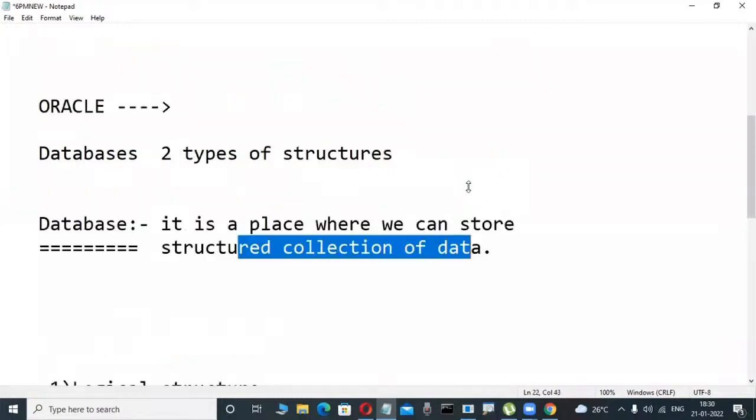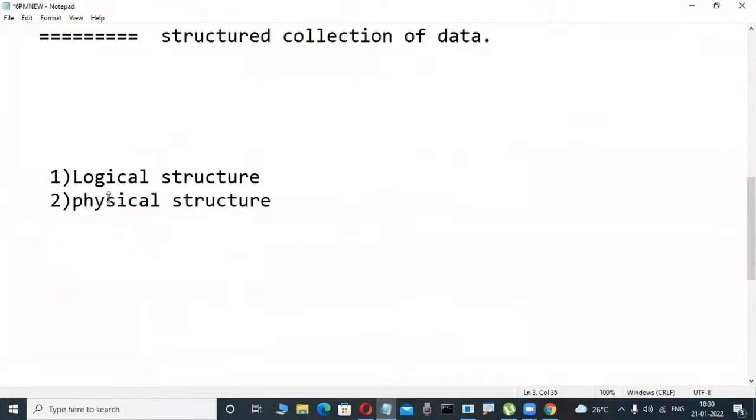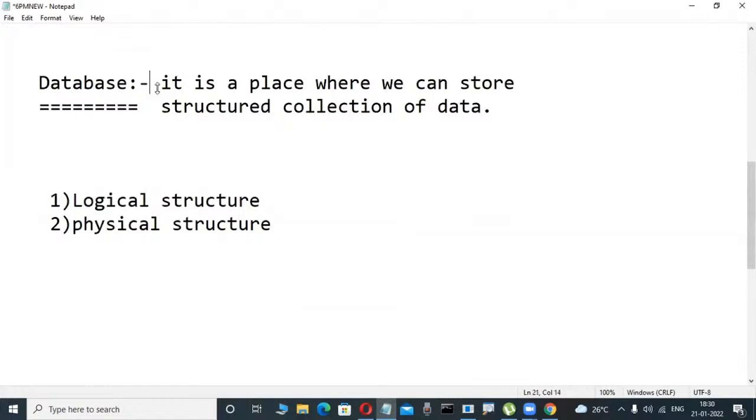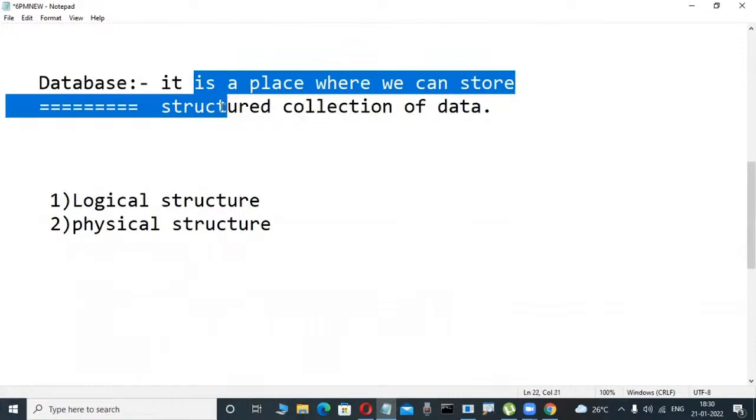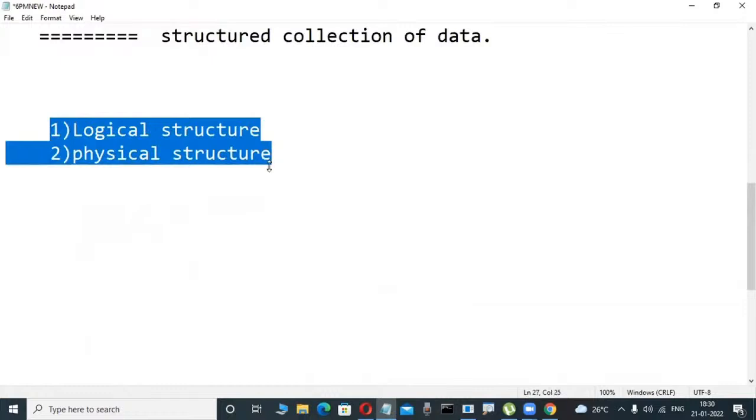Okay, fine. But whenever we install these types of software, two types of structures are there. One is logical structure. Another one is physical structure. This definition I am not explaining today; you will understand it one of these days. Now observe: first, two types of structures are there, one is logical structure, another one is physical structure.